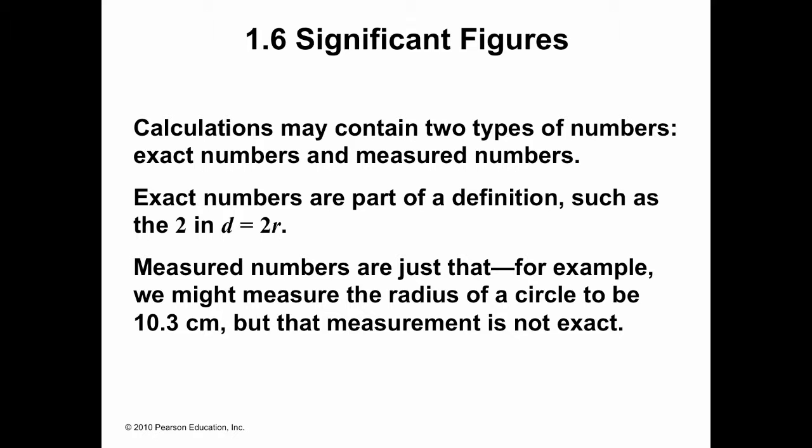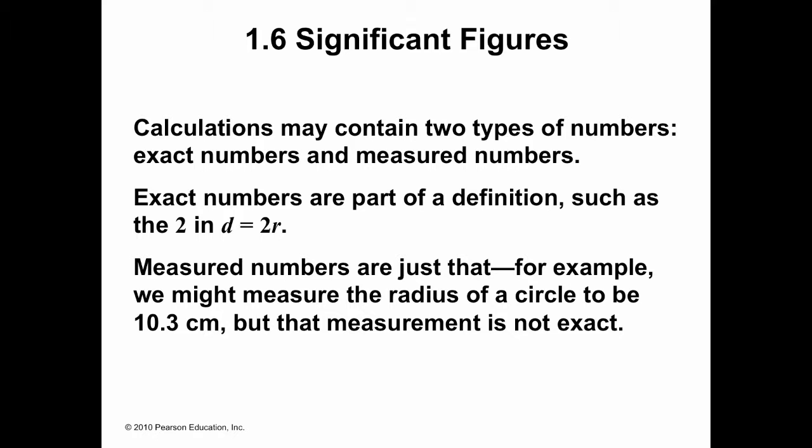Do I need to know 1,233.777892 meters, or could I just know 1,000 meters? It really depends on the application. But the calculations that we use may contain two types of numbers: exact numbers and measured numbers. Exact numbers are part of a definition, like 2 would be in this formula: the diameter of a circle is equal to 2 times r, the radius. Well, that 2 is never going to change, and we know it's 2 because it's a mathematical equation.